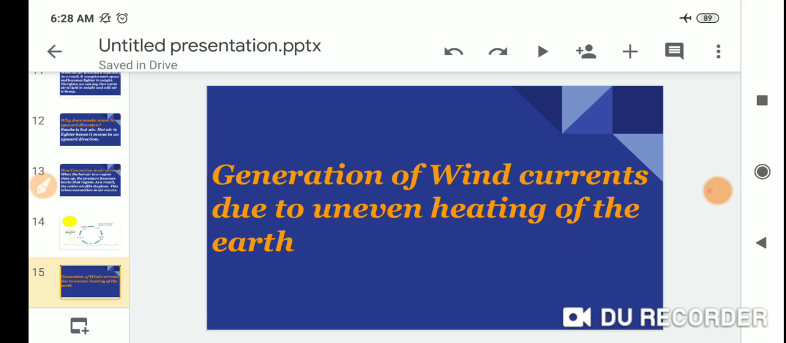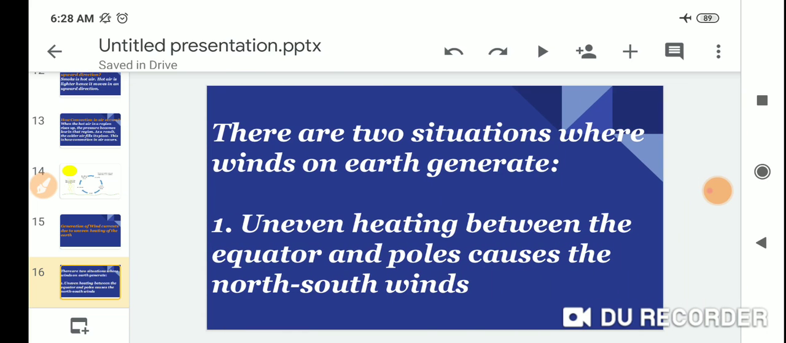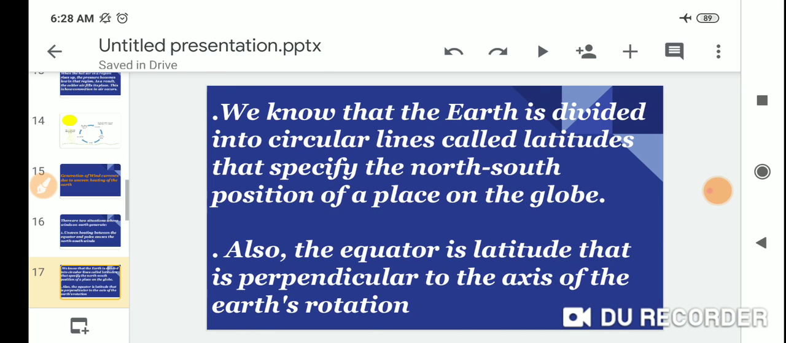Generation of wind currents due to the heating of the earth. There are two situations where winds on earth are generated. The first one is uneven heating between the equator and the poles, which causes the north-south winds.